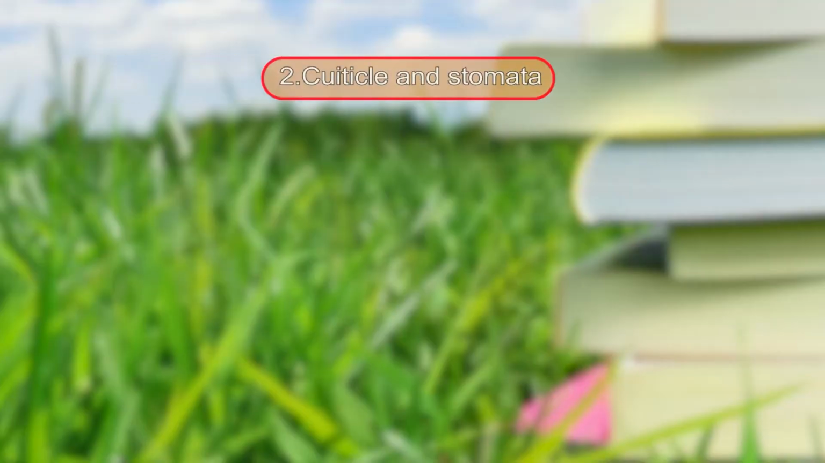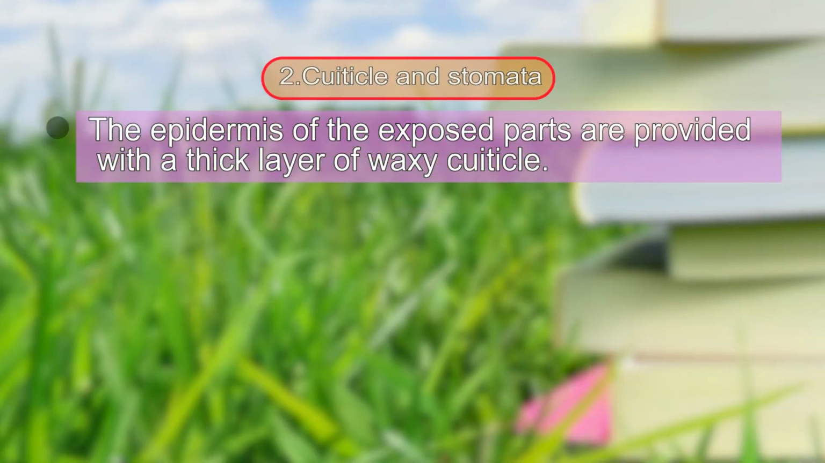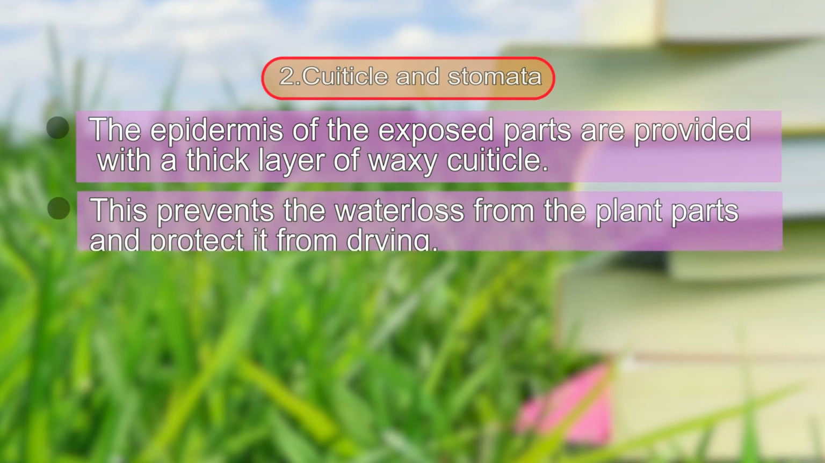The second is the presence of cuticle and the stomata. The epidermis of the exposed parts is provided with a thick layer of cuticle. The cuticle protects the plant from drying up. That is, it helps in retaining the water inside the body of the plant.